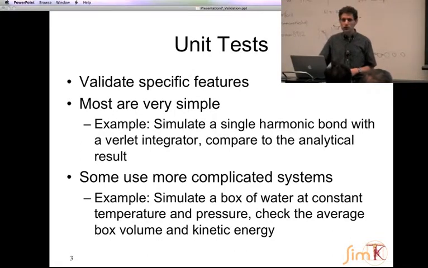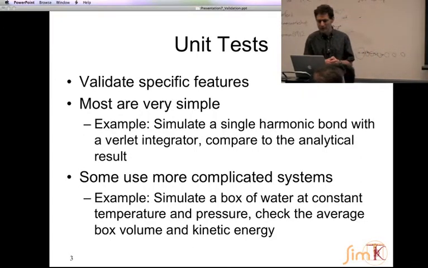So the first type of testing that we have is called unit tests. A unit test is a piece of code designed to test some very small, very specific feature of a program. It's a unit of code. Most of our unit tests are very simple. They'll do something like simulate a single harmonic bond using a Verlet integrator and just compare the trajectory that produces to the known analytical result and see, is it giving us the correct trajectory that we expect.